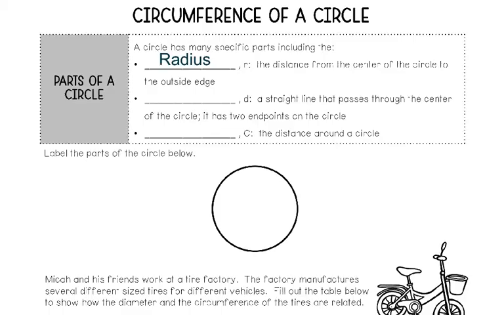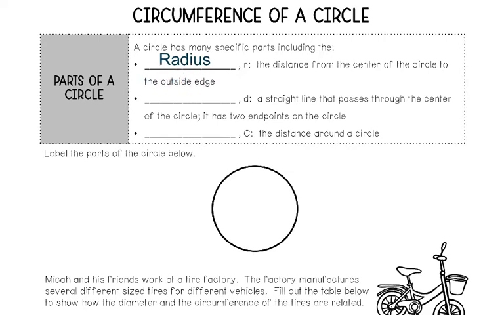All right, so obviously you know what a circle is, and you've probably seen circles around you every day in your life since the day you were born. But let's go ahead and take this from the math side of things, and we'll get into circumference here in a minute. But let's go ahead and start with parts of a circle and identifying some definitions for parts of a circle. So a circle has many specific parts.